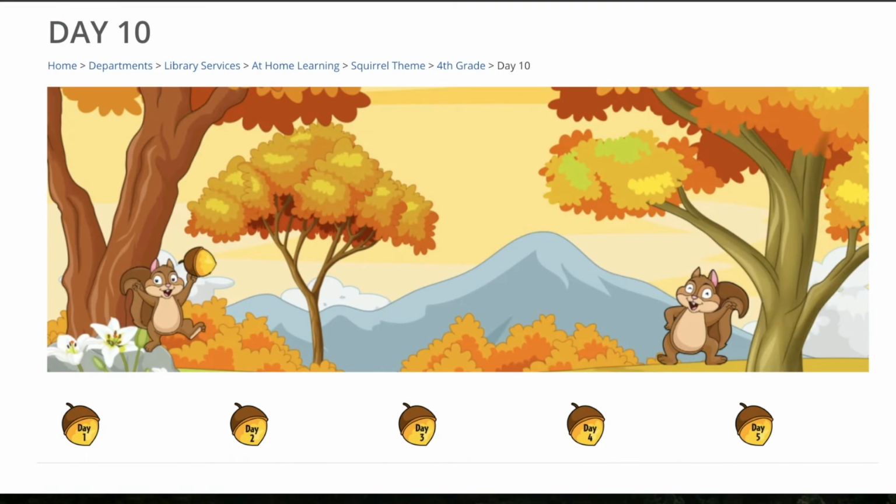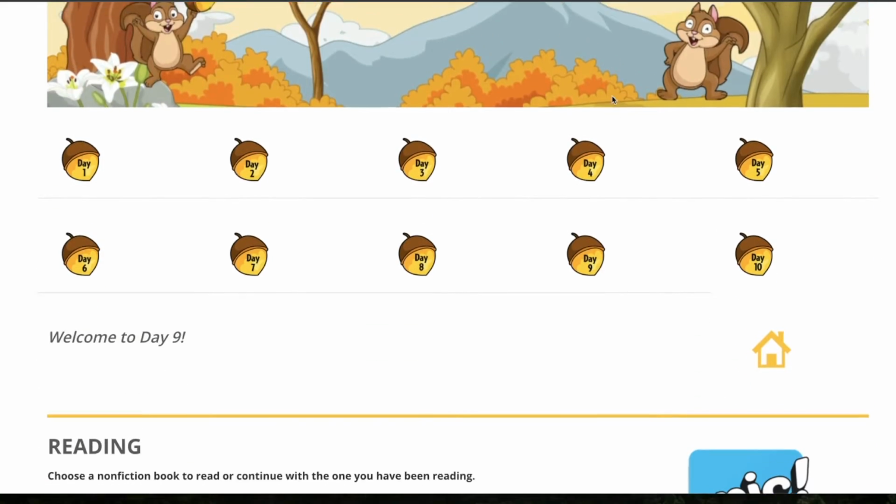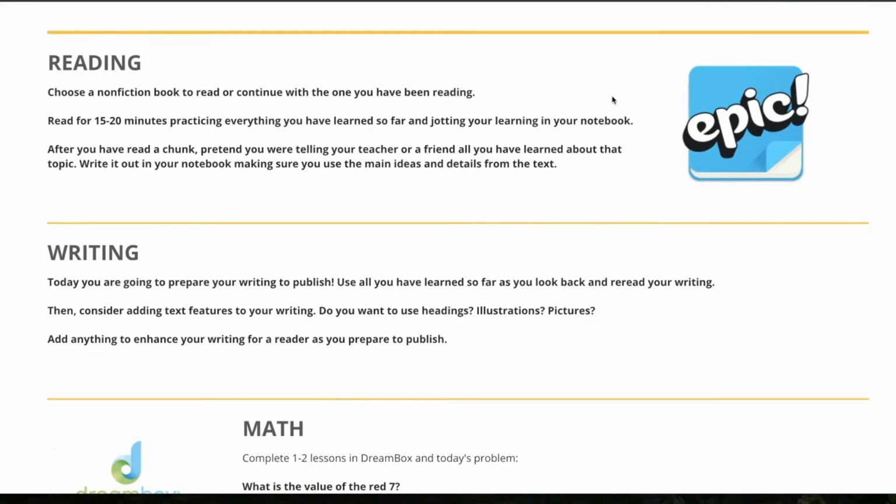Day 10 of at-home learning. We did it, guys. We made it all the way through day 10 within our squirrel theme. So let's take a look at our learning activities for today.